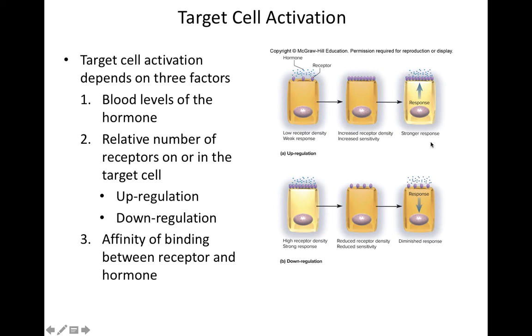Remember, cells are dynamic. They can absolutely take things out of the membrane, put them back in, take them out, put them back in. Upregulation and downregulation are very common. And then we have the affinity of the receptor and its hormone. Is this a really strong interaction where that receptor grabs hold of the hormone and never lets go? Or is it coming into the receptor, kind of activating and bouncing back out? The stronger the affinity, the stronger the activation.